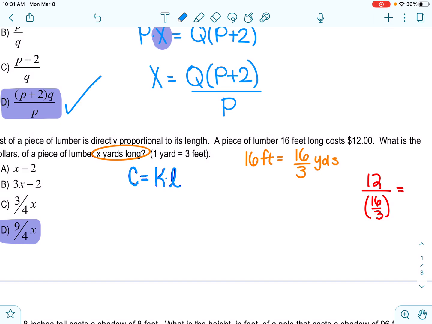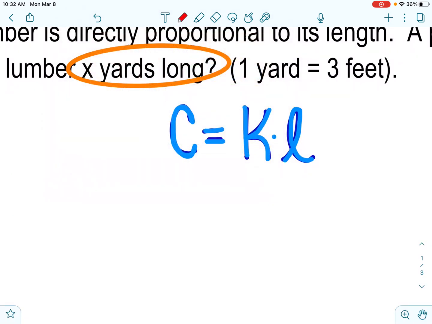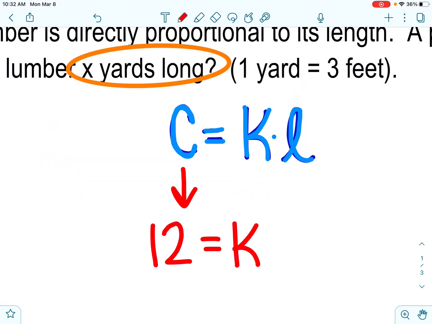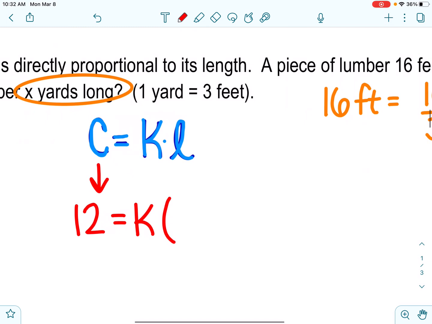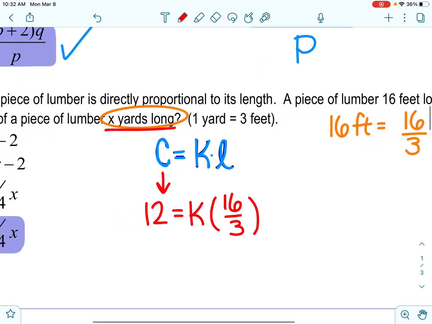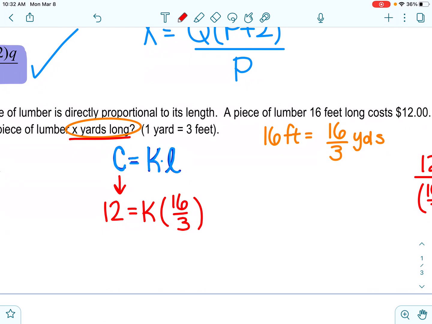All right, so then it gives me information. It says 16 feet of lumber costs $12. So the cost is $12. And then I'm going to keep the K there, and I'm going to plug in for L. And instead of plugging in 16, I'm actually going to plug in 16 over 3. The reason I'm doing that is because they want the answer in yards instead of in feet. So I converted 16 feet to yards by just dividing 16 by 3. And I plugged that in instead of the feet.